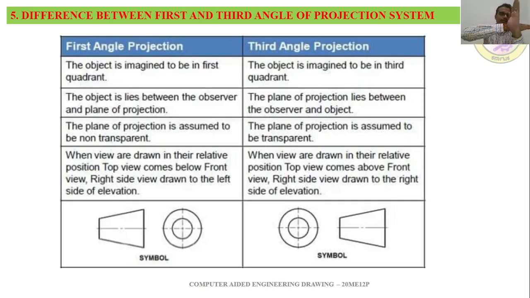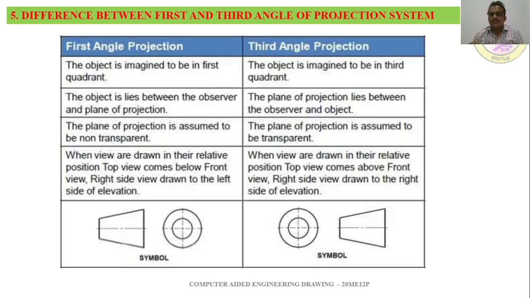Just imagine the object in the third quadrant. So object ಗೂ ಮತ್ತು observer ನಡುವೆ projection plane ಬರ್ತಾ ಇದೆ. If it is not transparent, if you are not assuming it as transparent, how can an observer see the object which is on the other side, behind this projection plane? So we have to assume this projection plane as transparent. Okay, when the views are drawn in their relative positions, top view comes below the front view in first angle, and right hand side view is drawn to the left hand side of the elevation.